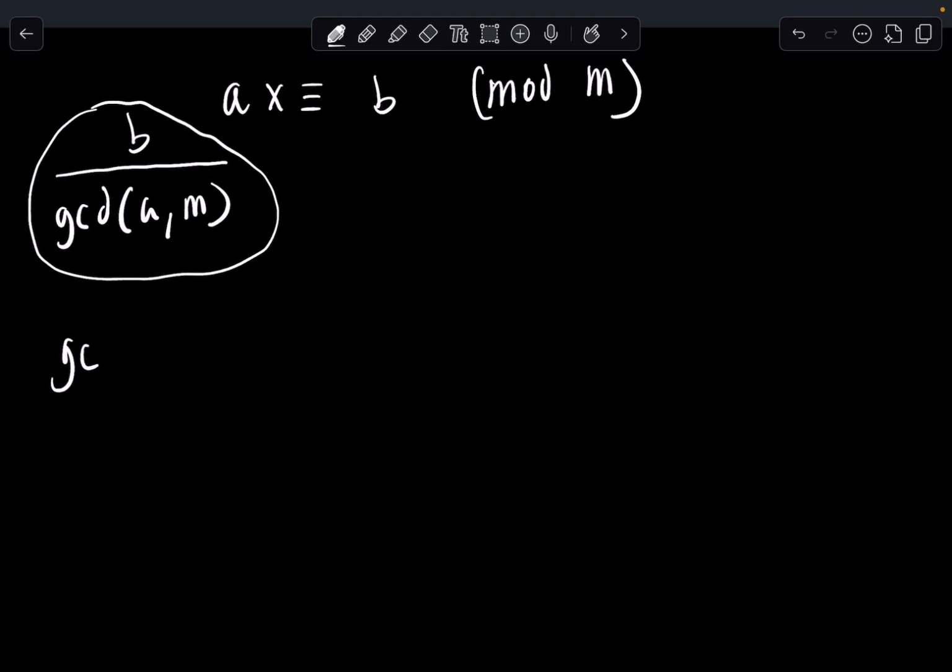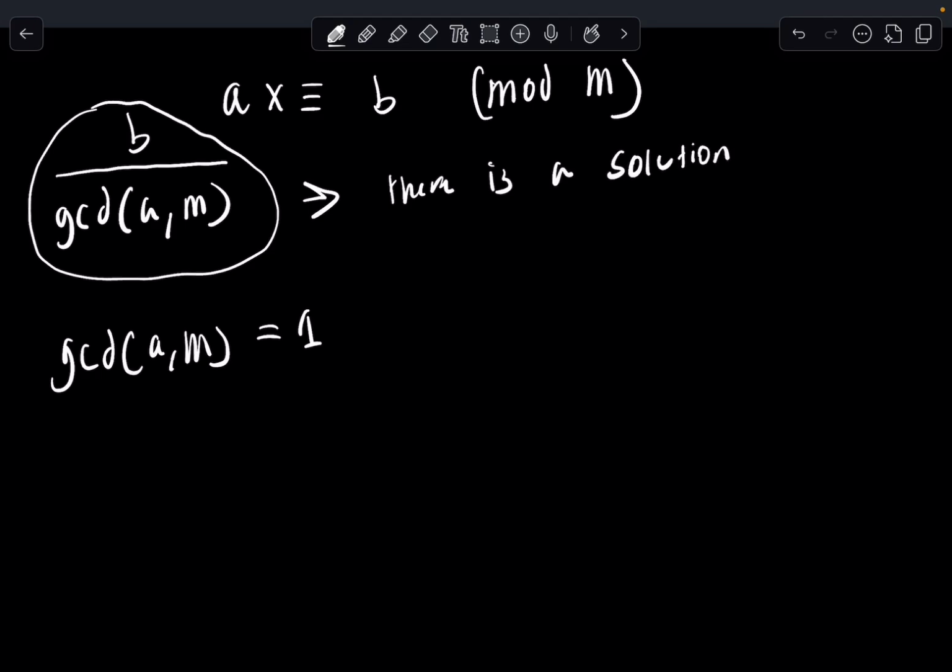And if the GCD of A and M equals 1, there is a solution, and in fact a unique solution. So there is only one value of x that provides a solution. And if the GCD is greater than 1 and it divides B, then we know that there are multiple solutions.